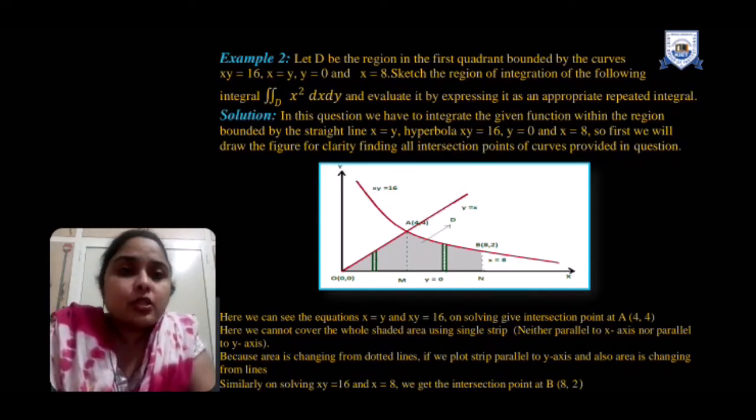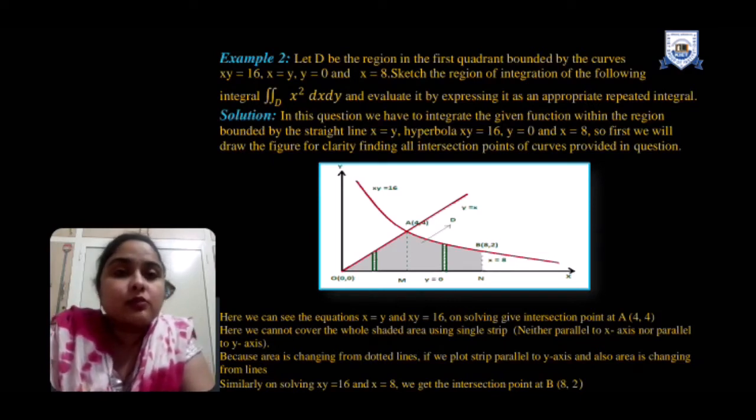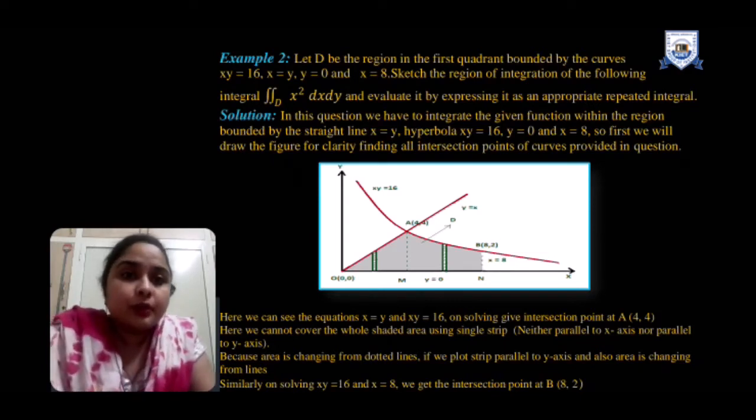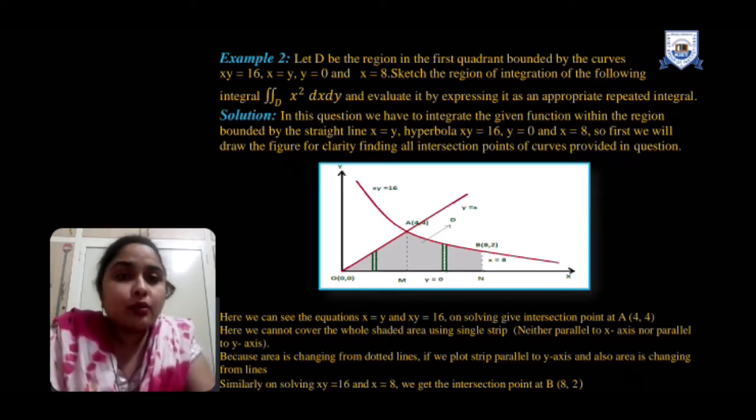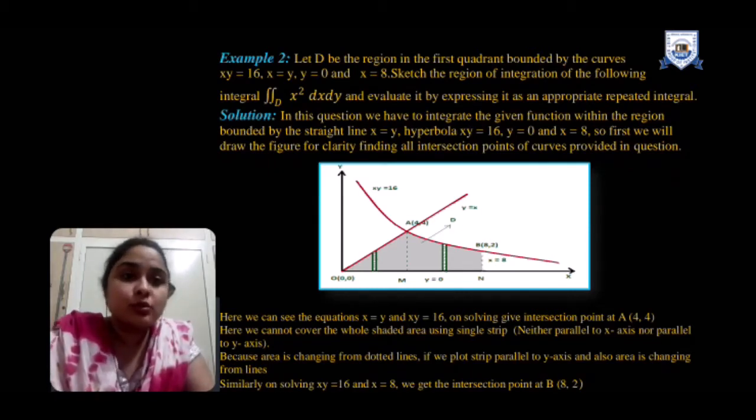I'm reading the question. The question is, let D be the region in the first quadrant. Point to be noted, in the first quadrant, that is the positive quadrant, the whole region lying in this first quadrant bounded by the curves xy equals 16, a hyperbola, x equals y, a line, y equals 0, the line on the x-axis, and x equals 8, a line parallel to the y-axis at a distance of x equals 8. So you are supposed to sketch the region of integration also.